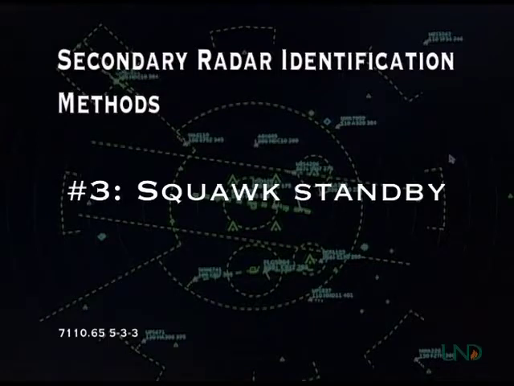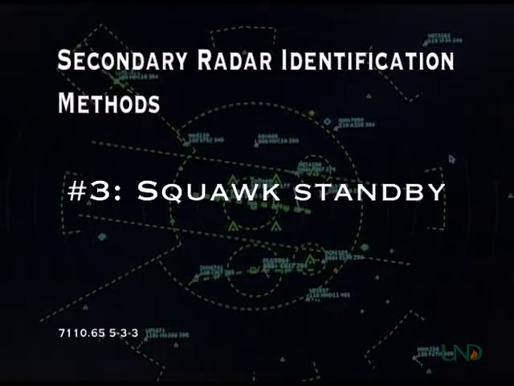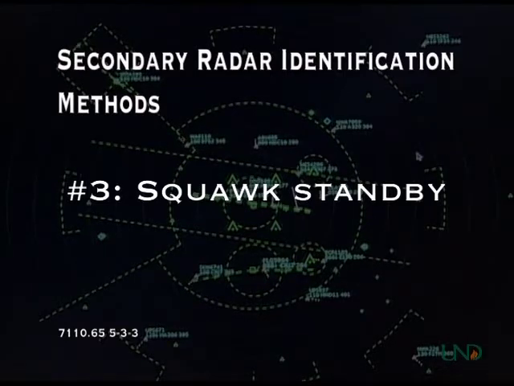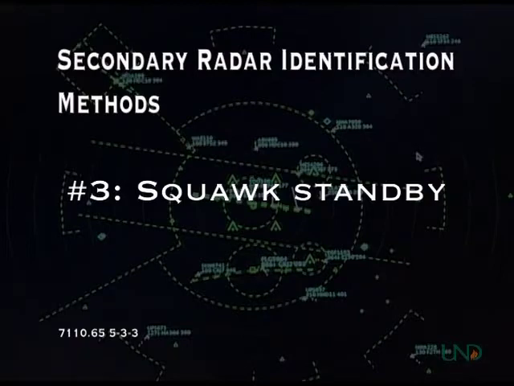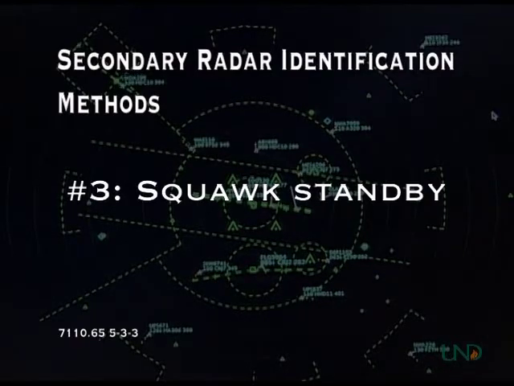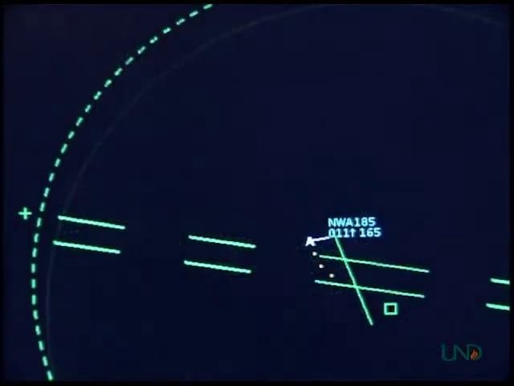The third method is to have the pilot squawk standby. On your radar display, you'll notice that the secondary information will disappear as the pilot changes the transponder to standby mode. Then instruct the pilot to squawk normal and observe on the radar display that the secondary information returns. In this example, Northwest 185 has departed Academy Airport, but no rolling call was received.